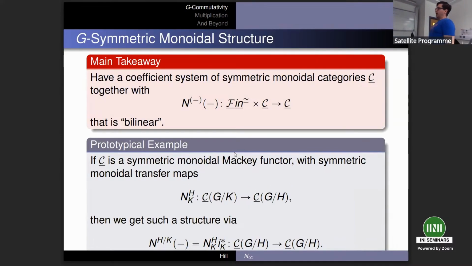And so now I want to try and give a sense for how to put all this together. And so I want to have a coefficient system of symmetric monoidal categories. And before I get the question, I'm going to ignore all 2-categorical issues. So there's a lot of lying that's going to happen. But so I'm giving vibes.